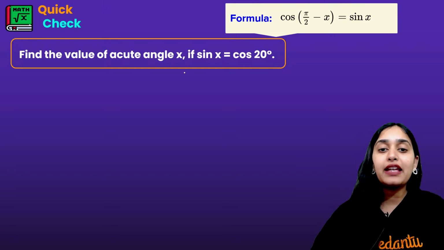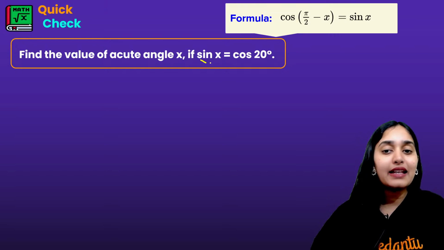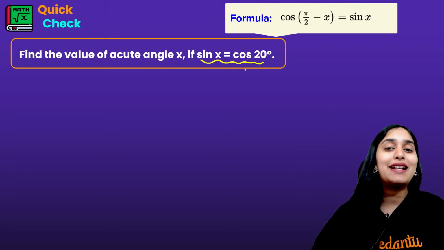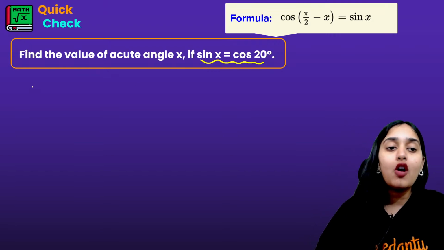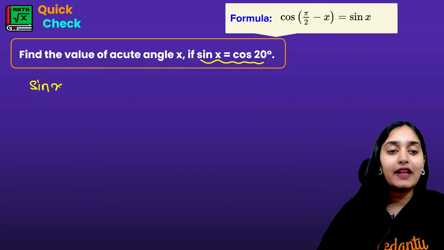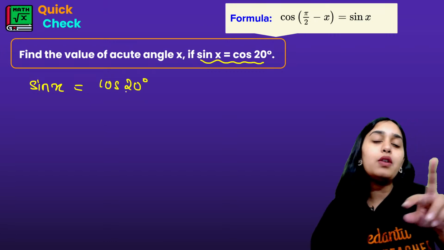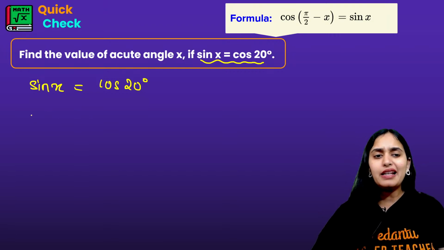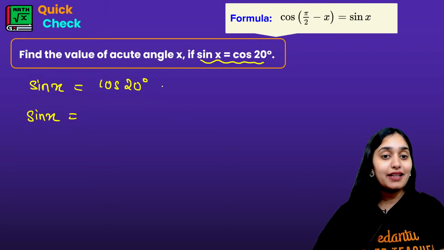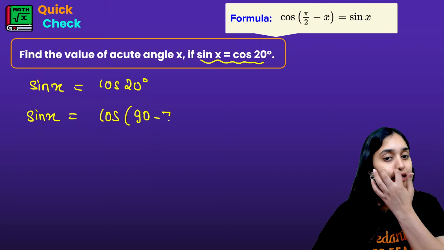Find the value of acute angle x if sin x is equal to cos 20 degree. How can I convert sine into cos, cos into sine? Because on the left hand side, I have the sine function and on the right hand side, I have the cos function. How can I exchange them both? So, what I'm doing here is, let me write cos 20 degree as cos of 90 minus 70 degree.